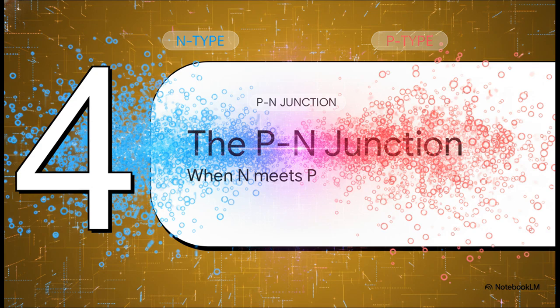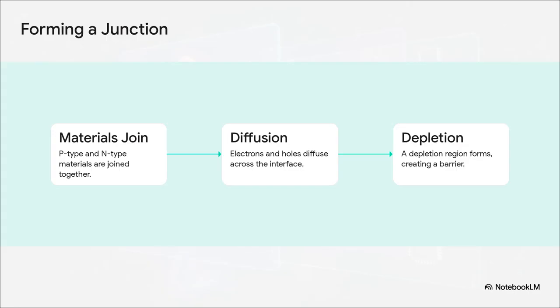All right, moving to section 4, the p-n junction. So picture this. We've got n-type materials packed with extra free electrons, and p-type materials packed with electron-hungry holes. What happens if we seamlessly slap them together? Well, this is where the magic happens.